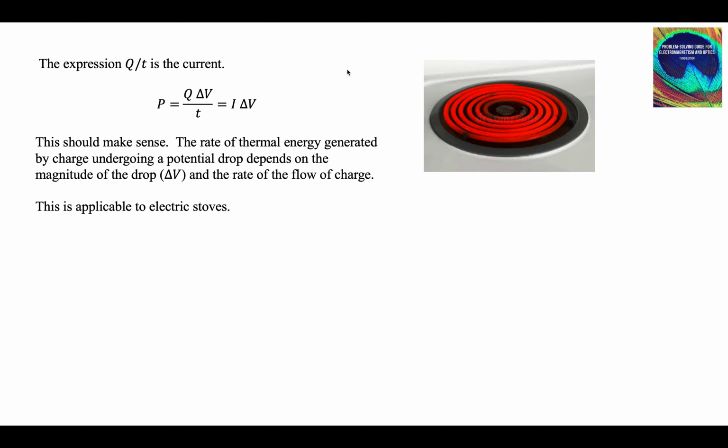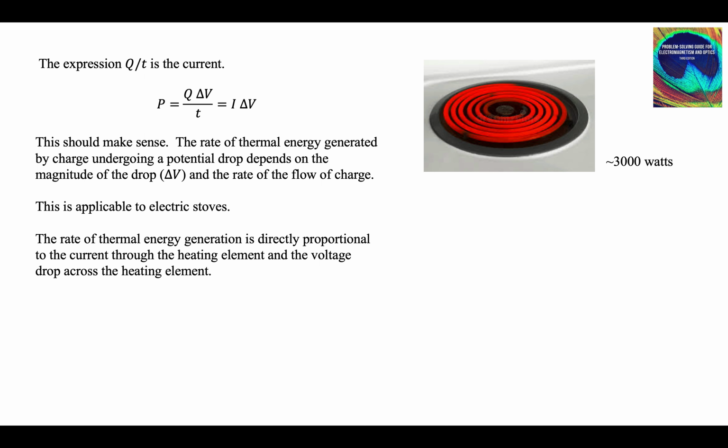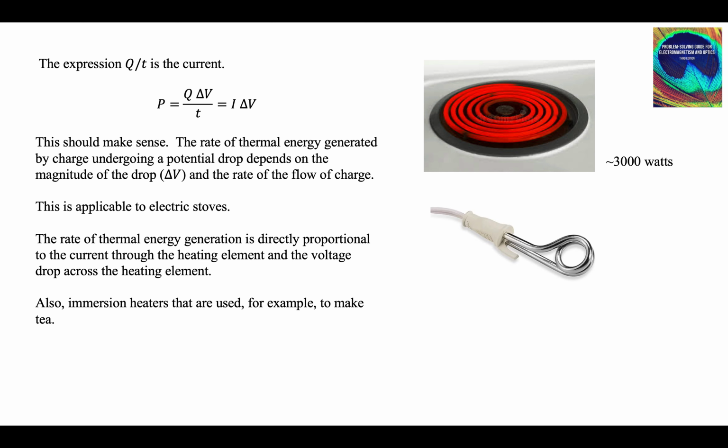So electric stoves, you want to get that thing hot as fast as possible. That's like 3,000 watts of power. It's directly proportional to the current and the voltage drop across it. I delta V. If you want to make some tea, heat up your water, you use something like that, dip it in water, plug it in, it'll generate heat. These are like 300 watts. Any kind of electric heater, current generating heat, for example, rear defroster on your car.